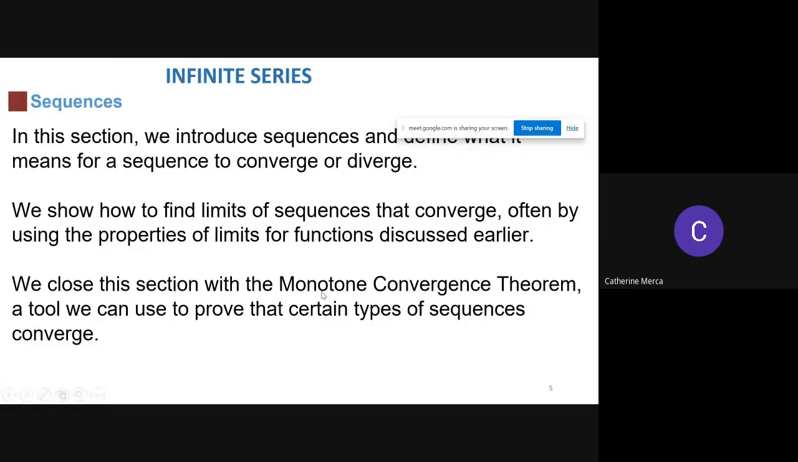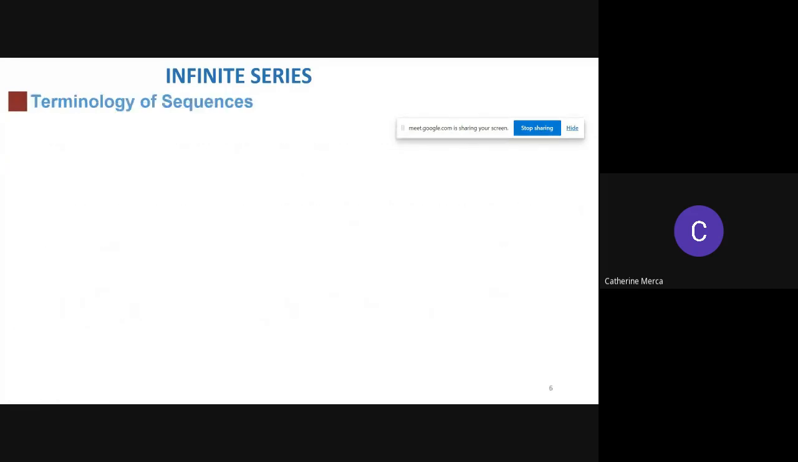So we have to fully discuss this topic. So we have what we call your convergent sequence and your divergent sequence. So how do we expect to learn about your convergent and divergent sequence? So we have the following terminologies.